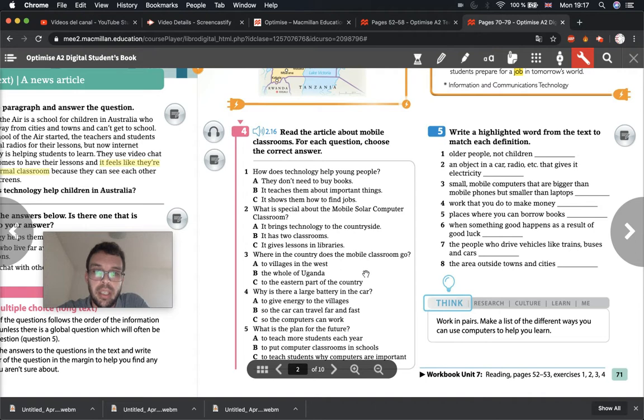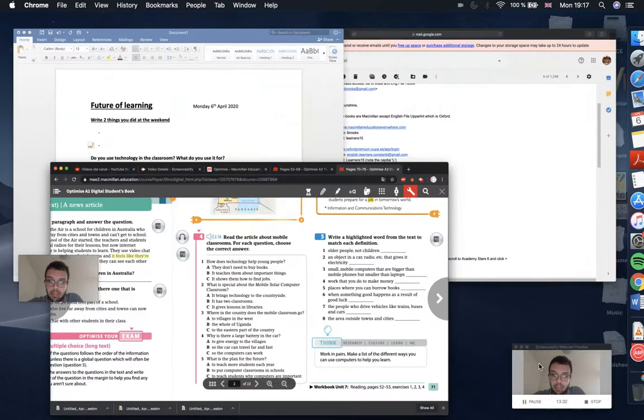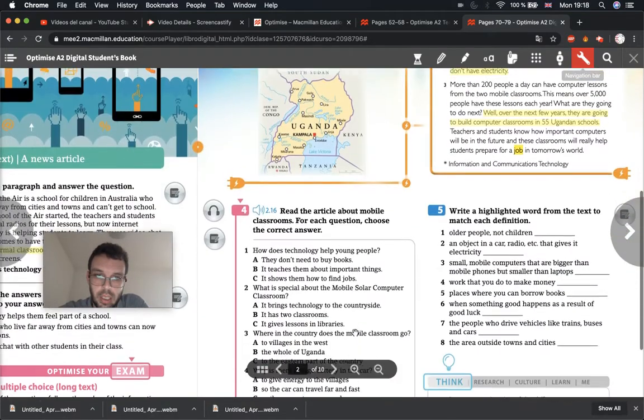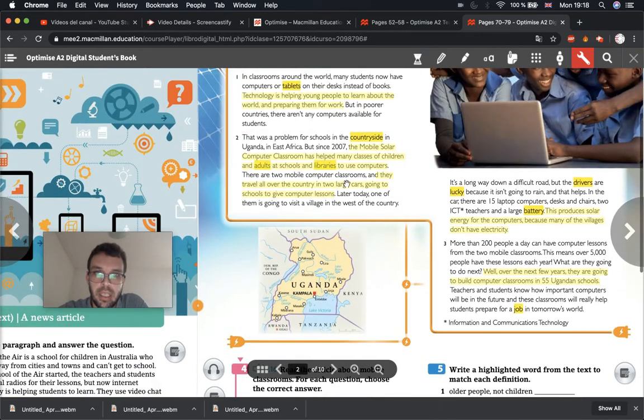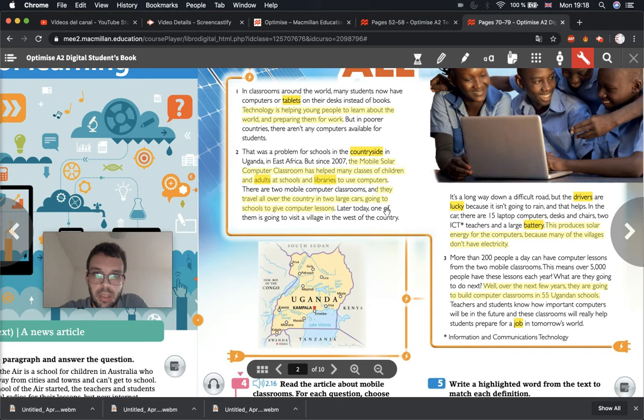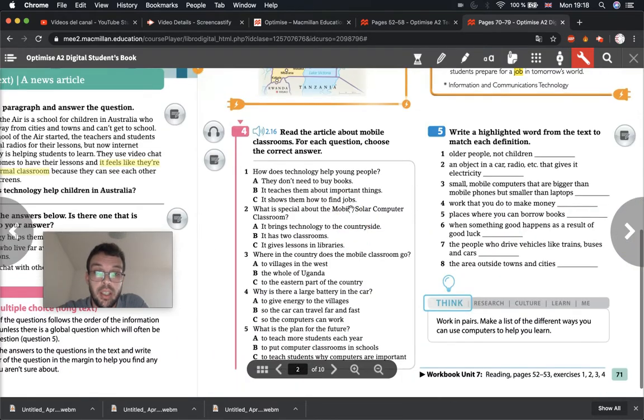Number 3, where in the country does the mobile classroom go? To villages in the west, the whole of Uganda, or to the eastern part of the country? So let's have a look. Now I've highlighted this in the text. It says they travel all over the country in 2 large cars going to schools to give computer lessons. So where in the country does the mobile classroom go? You choose the answer. Let's look at question number 4.